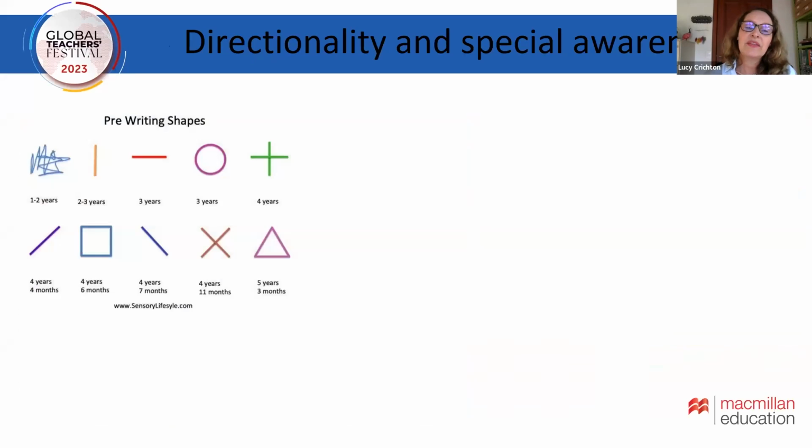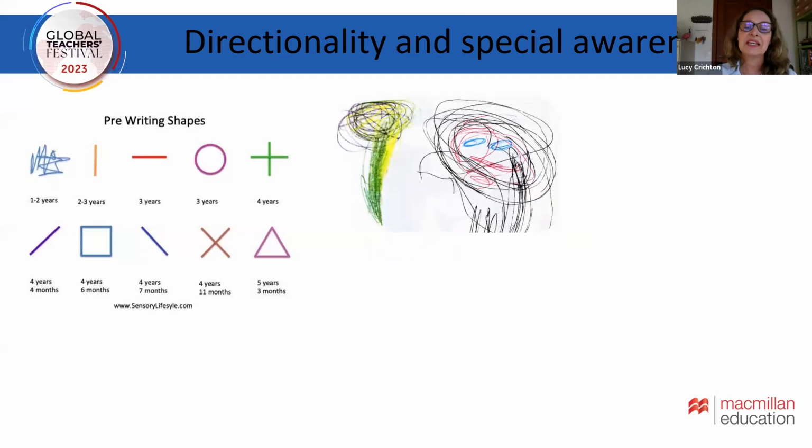Let's have a little look then about directionality and spatial awareness in the preschool kids. First of all, they're going to do the scribbling up and down. And eventually by the time they're three, you're going to start to see circles. And then by 4 years old, a cross and so on until they're able to do a triangle around about five and a half years old. And I'll give you some examples, right? You can clearly see the circle being experimented with there.